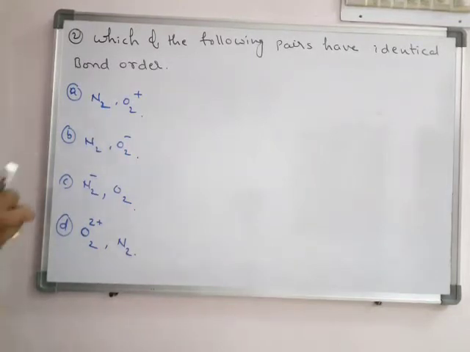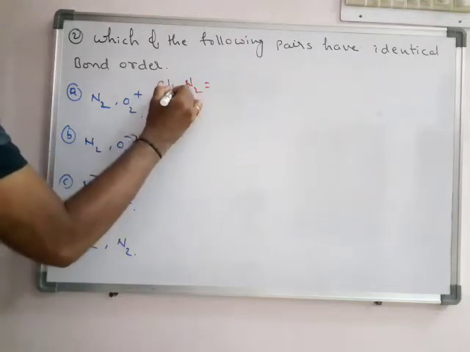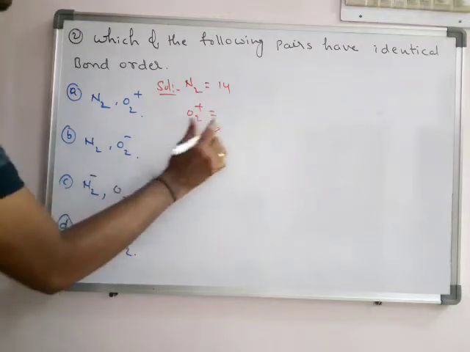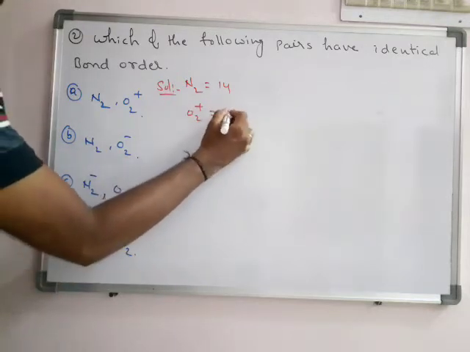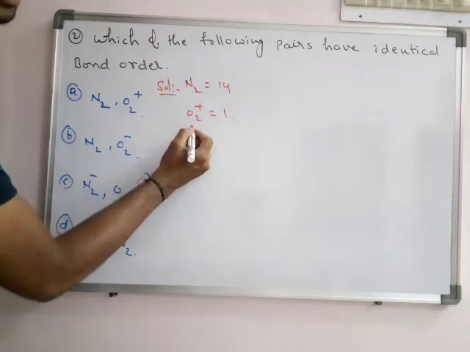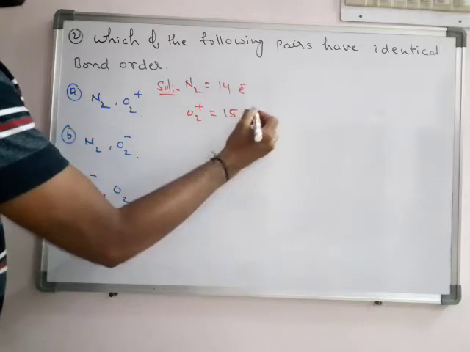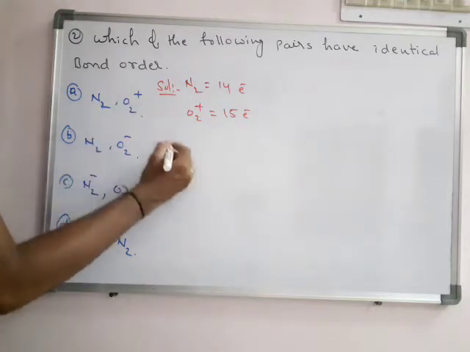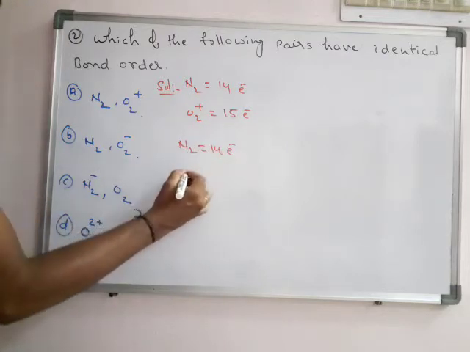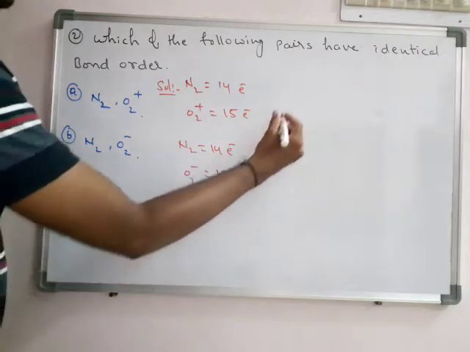So first check the first option, A. What is the number of electrons in N2? That is 14. What is the O2 plus, 8 plus 8, 15? I think it's 15. So O2 means 8 plus 8, 16 electrons, plus getting a positive charge by losing 1 electron. So it's not possible. Next, check the second option. N2 is the same, 14 electrons. O2 minus is 16, 17 electrons, not possible.